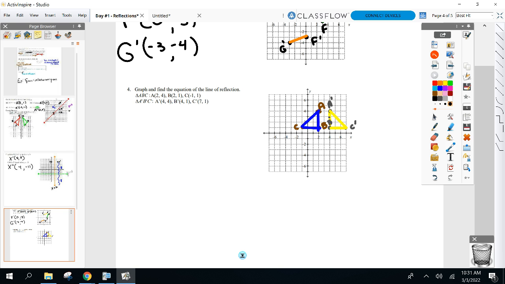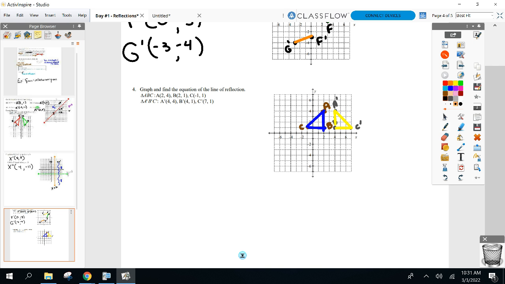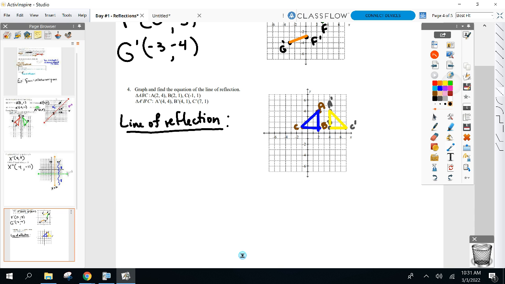So see if you can draw the line of reflection on your graph, and then can you give me the equation of it? Hopefully you guys found drawing that line on your graph right there. And there's the line it must have reflected over.